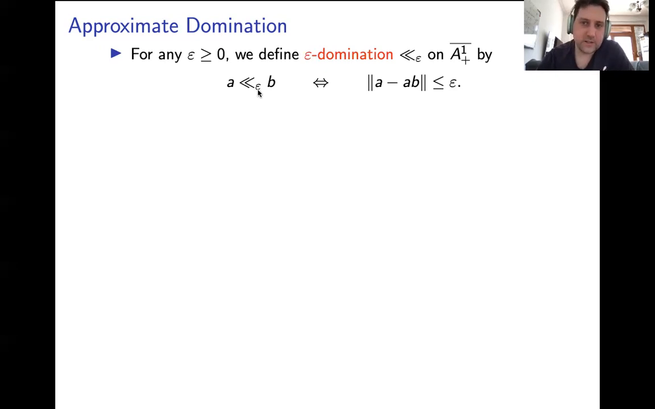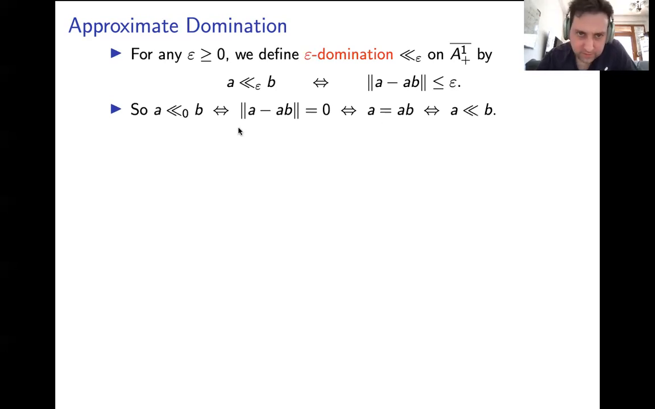So the bigger epsilon is, the looser this relation is. And indeed, if epsilon is equal to zero, then you see that this is saying the norm is equal to zero, which is really just saying A is equal to AB. So zero is precisely the relation you started with, this domination relation. So for small values of epsilon, you can imagine this as saying that A is almost dominated by B. That's the intuition behind this.